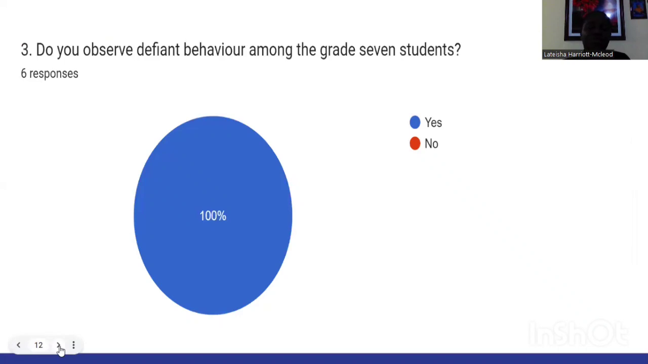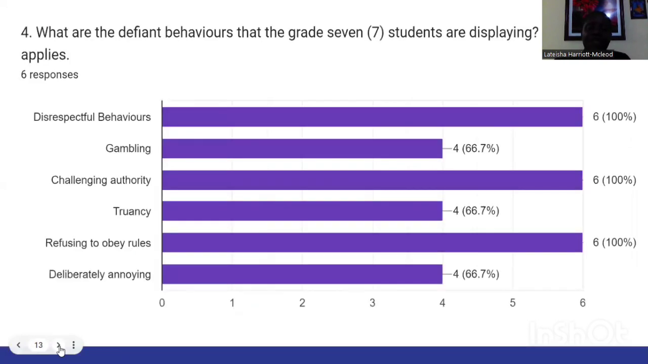The teachers also completed a questionnaire. They were asked, do you observe defiant behaviors among the grade 7 students? All selected yes. They were also asked, what are the defiant behaviors that the grade 7 students are displaying? Select all that apply. 100% selected disrespectful behaviors, challenging authority, and refusing to obey rules. 66.7% stated gambling, truancy, and deliberately annoying.